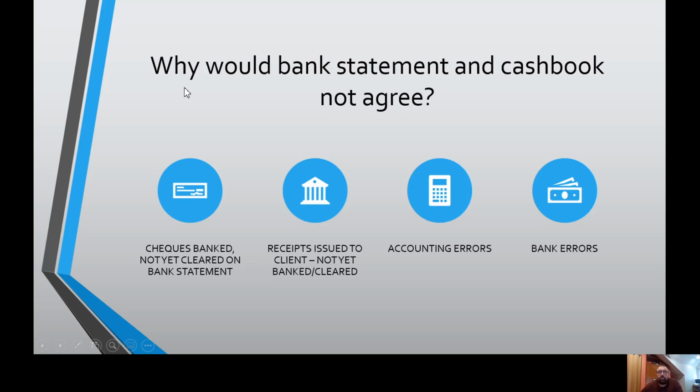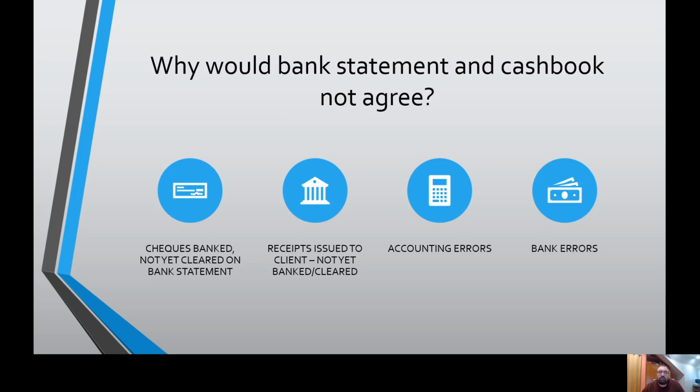Okay, so let's look at why bank statements and cash book would not agree. The first one is a check banked, not yet cleared on the bank statement. As I just said, the moment we write out a check to a client, we account for that in our accounting record. So we load that check as a transaction on the credit side of my cash book because it decreases my cash book balance. Now, in my accounting records, I've shown that my bank balance has already decreased by the amount of the check.